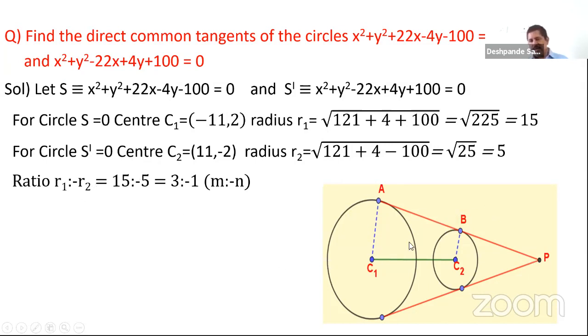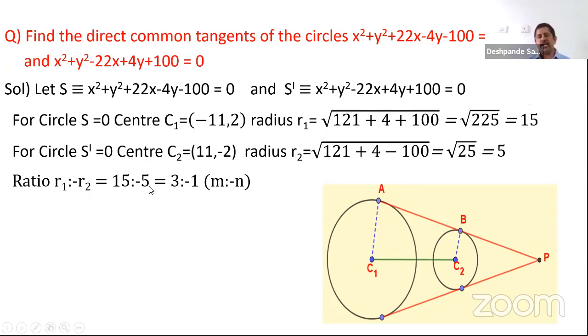Say this bigger circle, this smaller circle, and these 2 circles are meeting somewhere here. The P will be here. So the P will be near to C1. So there you are going to take minus R1 is to plus R2. It is only a convention. So ratio is taken as R1 is to minus R2 because the point is somewhere on the right side of C2. So P is on the right side of C2, right? So ratio is R1 is to minus R2.